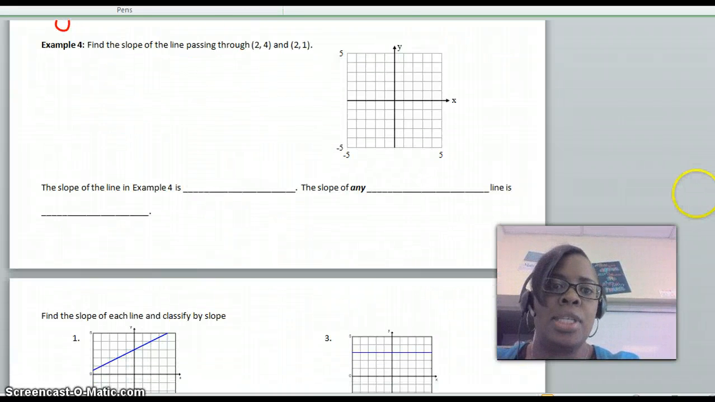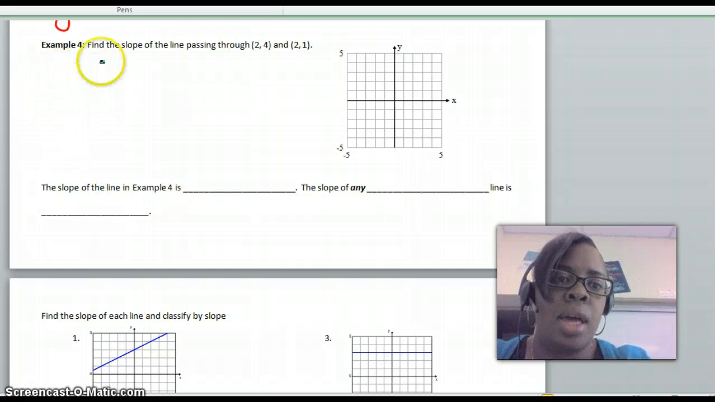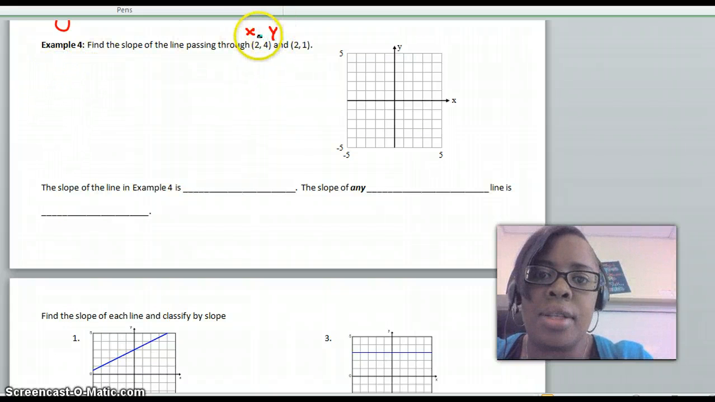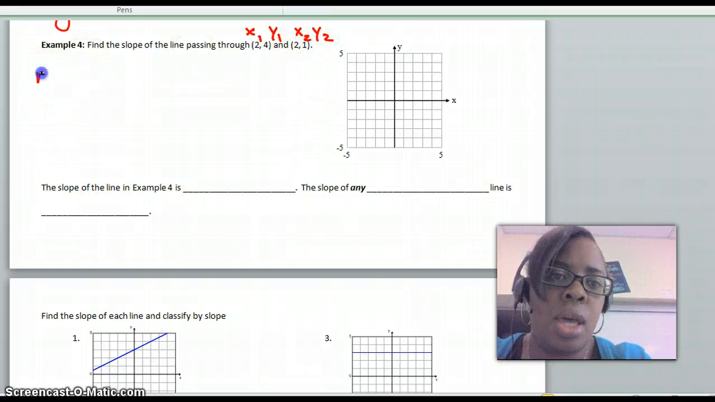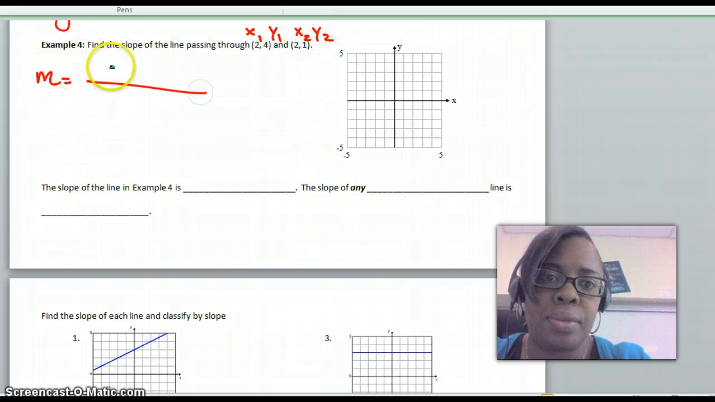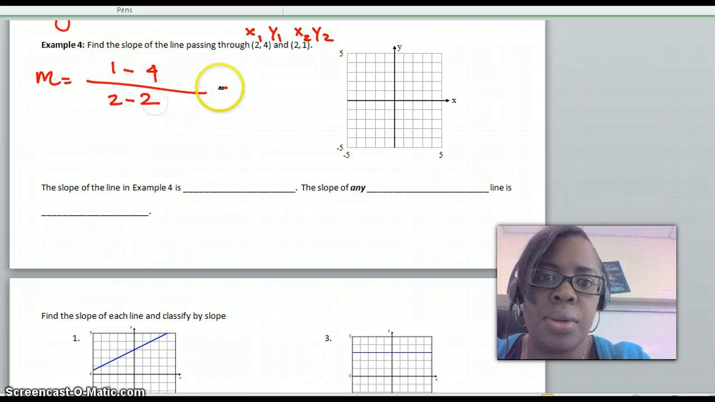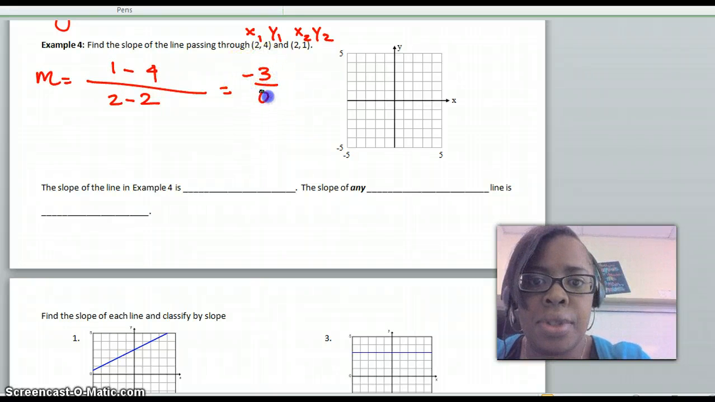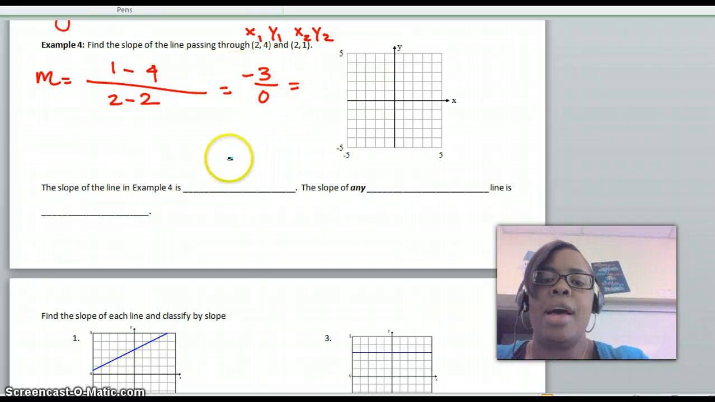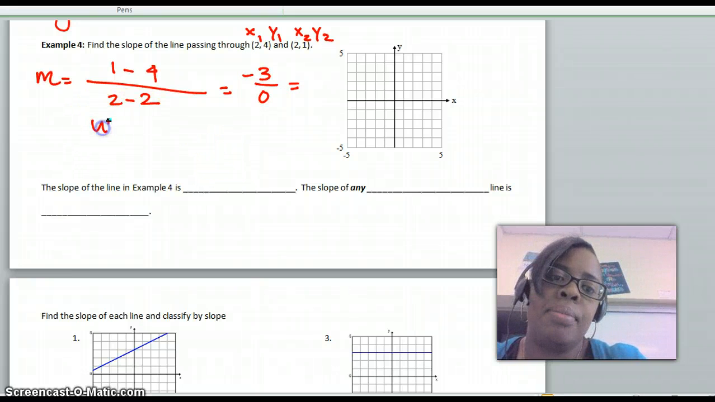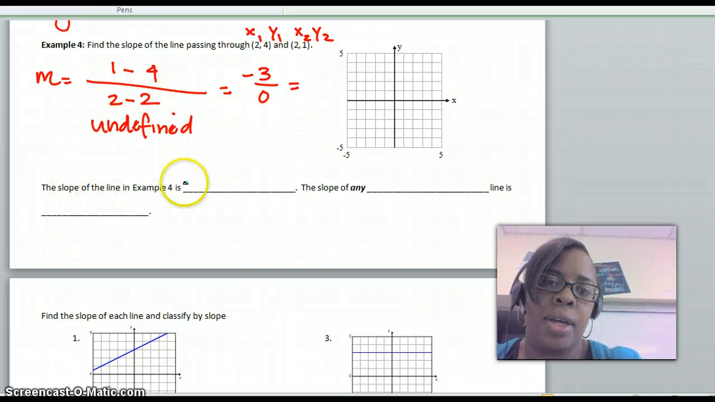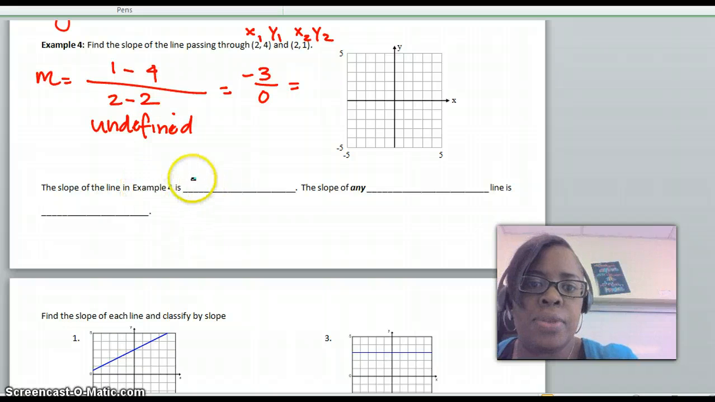Then I like to do the same thing again using the same formula. And so I'm always going to label x, y. First pair gets the 1s, x, y. Second pair gets the 2s. And so your slope will be 1 minus 4 over 2 minus 2, which would be negative 3 over 0. Whenever you have 0 in the denominator, it does not equal negative 3 and it does not equal 0. It's always going to be undefined for those. Undefined. So the slope of this one is undefined.